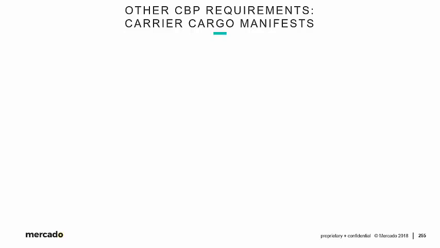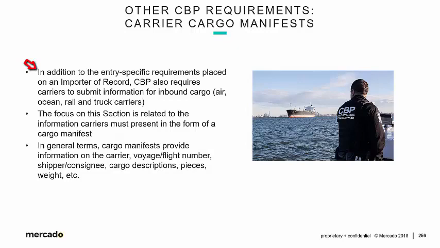Let's jump in. In addition to the entry-specific requirements placed on an importer of record, CBP also requires the carriers to submit information for inbound cargo. Air, ocean, rail, and truck carriers. As we said, the airlines, the steamship lines, trucking companies working between Canada and Mexico, and even rail between Canada and Mexico.